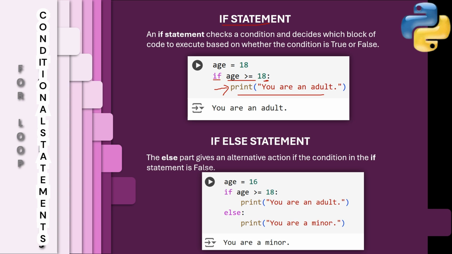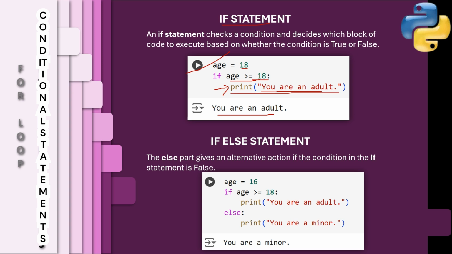Coming to this example, here age is assigned 18 and in the if statement, the condition is if the age is greater than or equal to 18, then the code should print you are an adult. As the given condition is true, it prints you are an adult. If we consider the age is 16, then this condition fails. As we discussed, in the if statement the block of code will be executed only if the if condition is true. Here the condition fails, so it will not run the program which is under the if block.